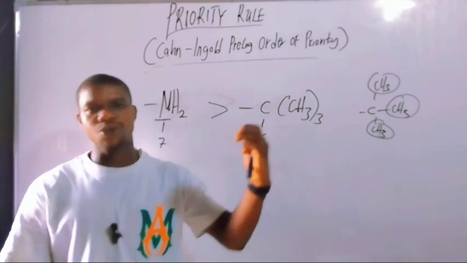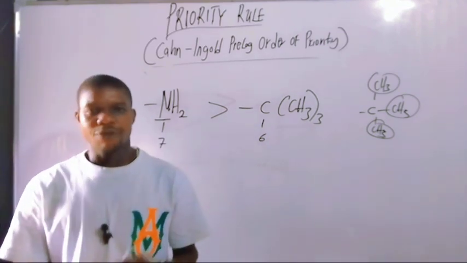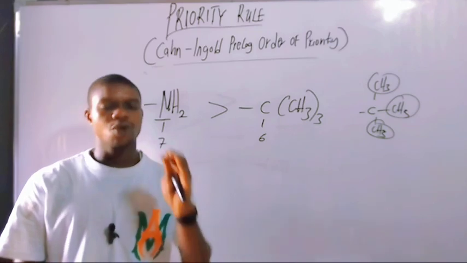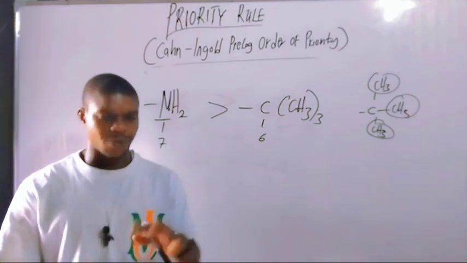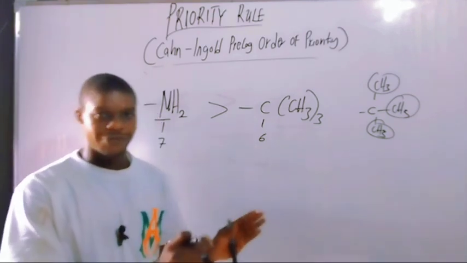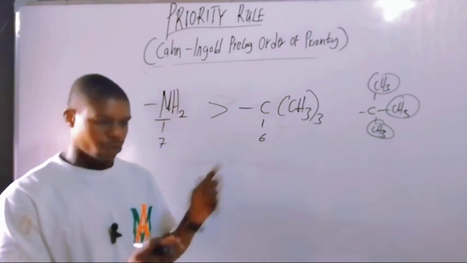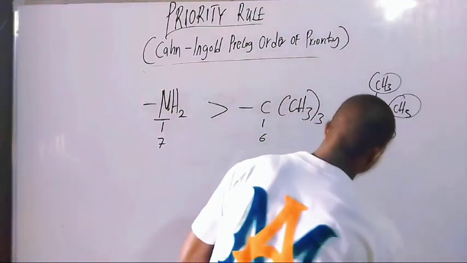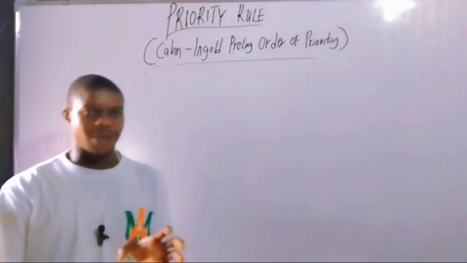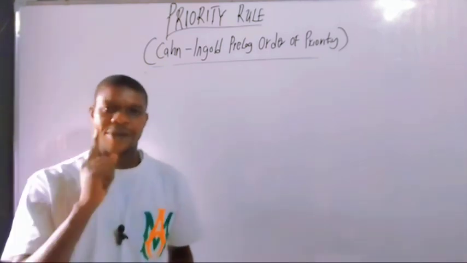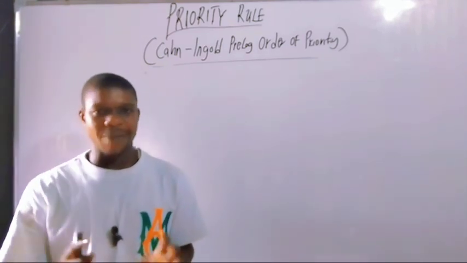Now, rule number 2 to rule number 4 is very important here, because this aspect normally gets confusing when applying the priority rules. So let's look at rule number 2, which is very important. But before we look at rule number 2, let me give you one for you to try.